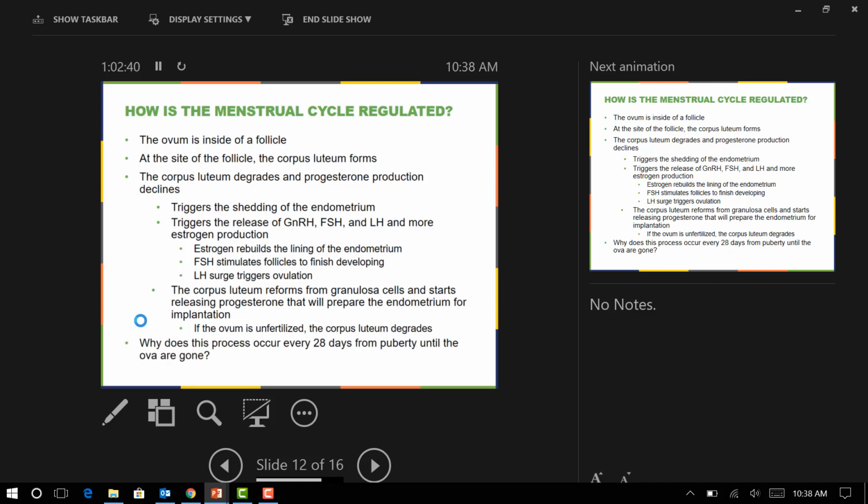And so what I want you to do during the next lecture break is put some thought and discussion into why this process occurs every 28 days in females from puberty until the oocytes are gone, or at least until high quality oocytes and good follicles are gone. So why does this process occur a lot more regularly in humans than it does in other mammals? All right, take a couple of minutes, talk through this, and then we'll discuss this together.